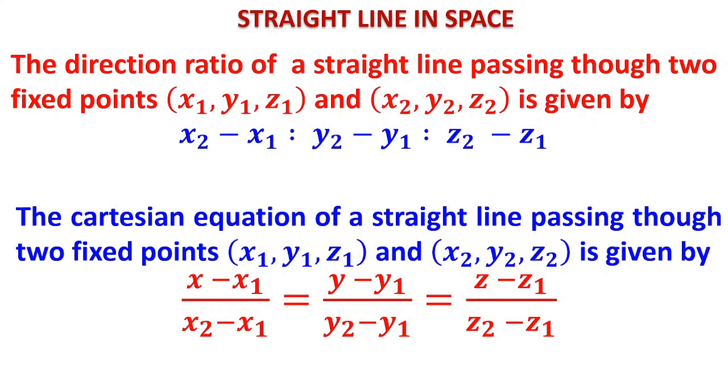The Cartesian equation of a straight line passing through 2 fixed points is given by x minus x1 by x2 minus x1, equal to y minus y1 by y2 minus y1, equal to z minus z1 by z2 minus z1. Actually, this is a very interesting idea. You know that the numerator contains the point and the denominator contains the direction ratio. When 2 points are known, we find the direction ratio and put it in the denominator.